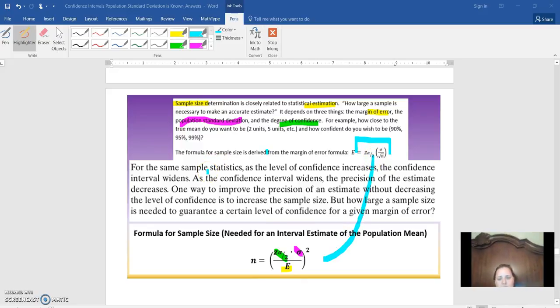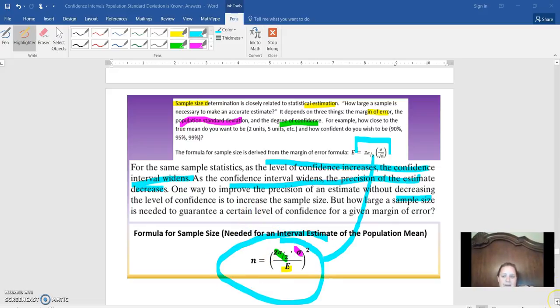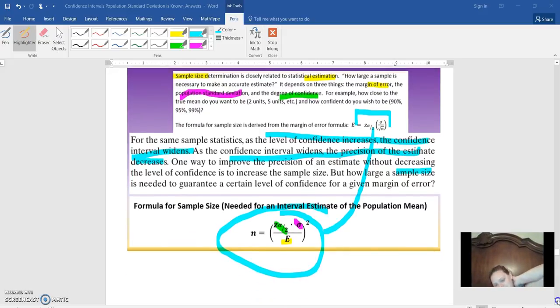This is super important. As our confidence level increases, the interval widens. And as the interval widens, our precision decreases. Our precision decreases because our interval is getting bigger, but we're more confident. And so if we want to figure out our sample size, those are the 3 things that we need. I would just write that formula down. It's a little different. We'll see a formula similar to this later.